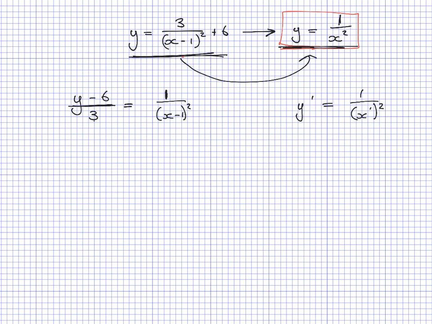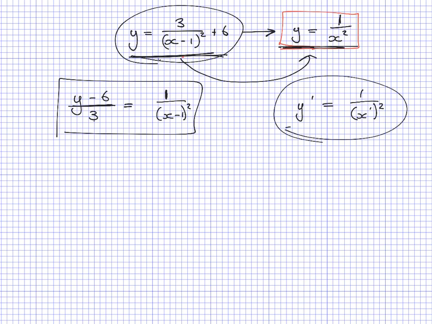All right, so now this function we've started with, which was a rearrangement of that one, looks more like this one. We have y on one side and x on the other side. So now we can just compare sides. So I have (y minus 6) over 3 equals y image. Now don't forget, the image in this case is the end result we want to get to, and we want to get to 1 on x squared.